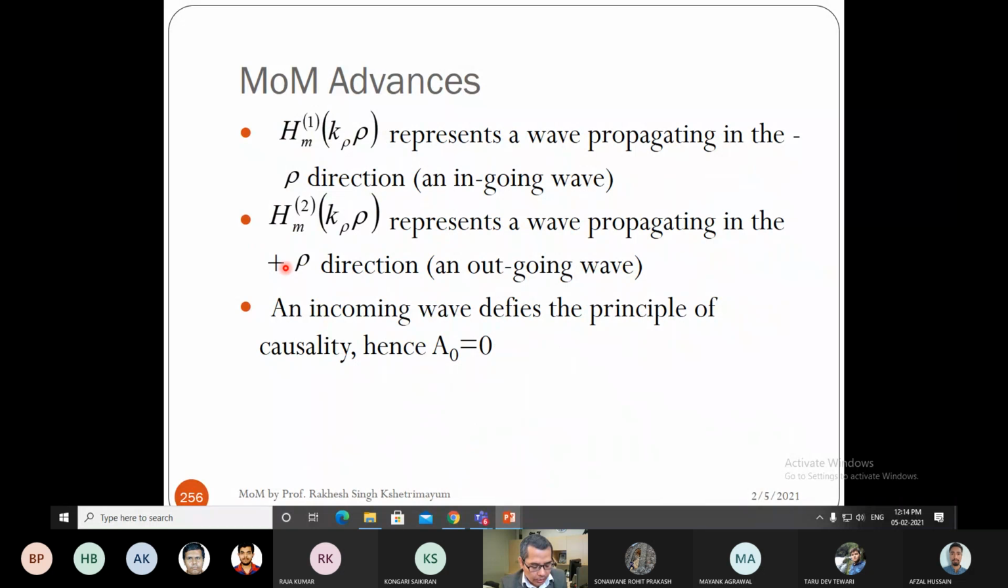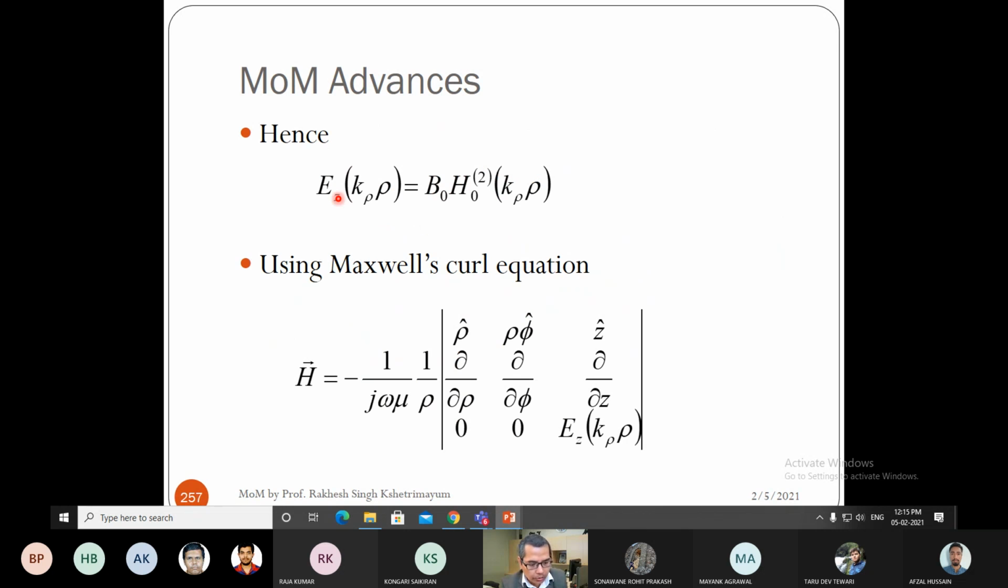The source is at the axis of the cylinder. So now the wave is outgoing from the cylinder. We cannot have any ingoing wave when we have a source at the axis of the cylinder. So obviously the second term is physically possible, and the first term is not possible. So in that case, A0 becomes 0. The final expression you have for Ez is simply B0 H0(2)(k rho).